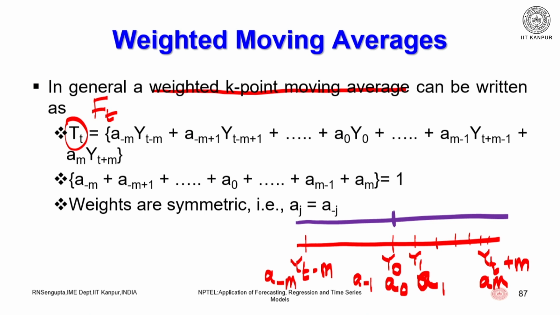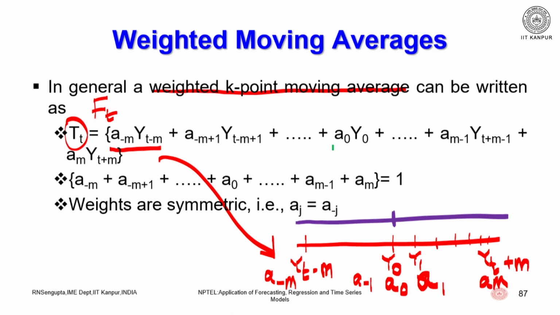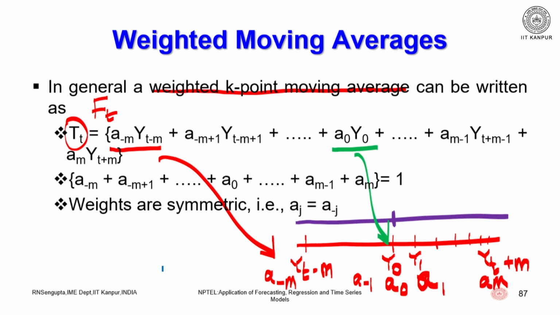Now, what you want to do is multiply the weightages with the corresponding actual value. So, this is what you do. You multiply y_{t-m} with a_{-m}, which is here. Then you continue. The next value I will highlight is a_0 multiplied by y_0, coming from y0, and you continue multiplying the weightages. The last value, which I am highlighting using the blue color, is a_{+m} multiplied by y_{t+m}, which is here.